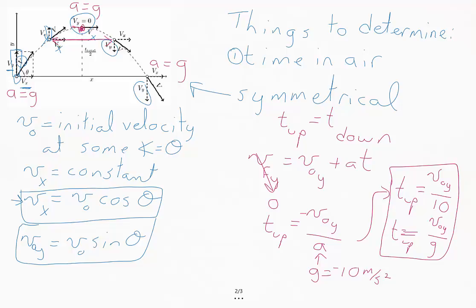The second part of that is to remember that the total time is equal to twice the time up, because time up is equal to time down. Okay, so t going up is equal to t going down. All right, let's see what else we can determine.